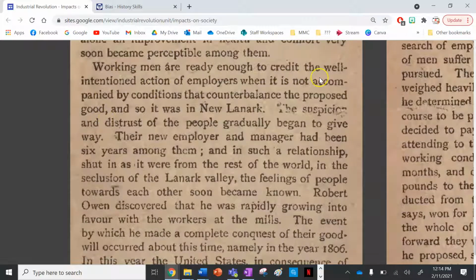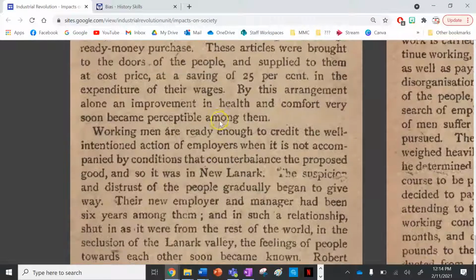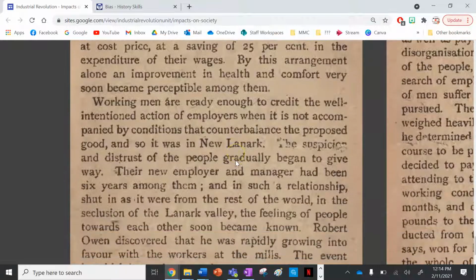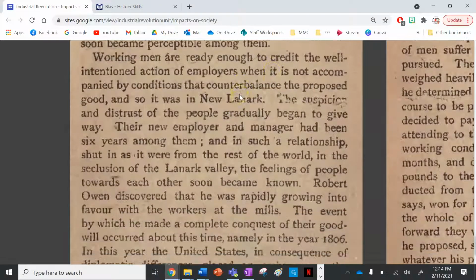Working men are ready enough to credit the well-intentioned action of employers when it is not accompanied by the conditions of counterbalance the proposed good. And so it was in New Lanark. So that's saying that these workers are happy with this deal because they're normally used to deals where they get counterbalanced or there's a consequence for the deal.